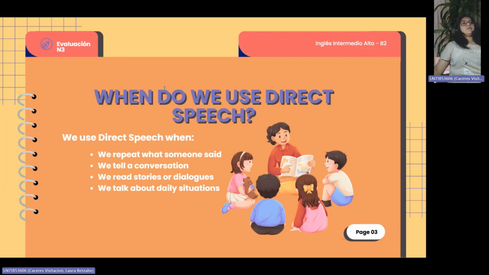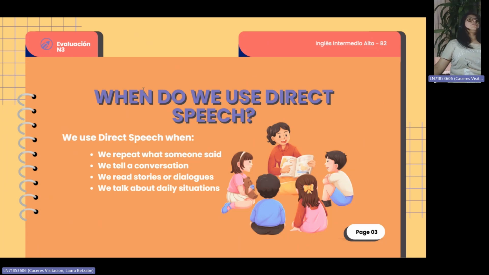Next, when do we use direct speech? Now let's learn when we use direct speech. First, we use direct speech when we repeat what someone says. For example, when your friend talks and you repeat their words. Second, we use direct speech when we tell conversations, like when we tell a story about what people said.